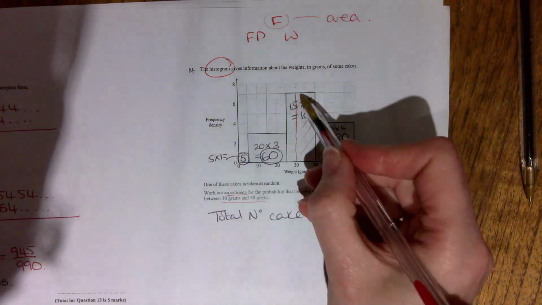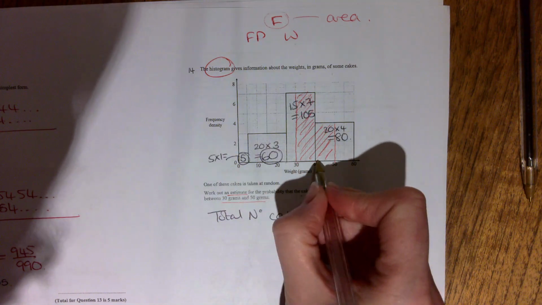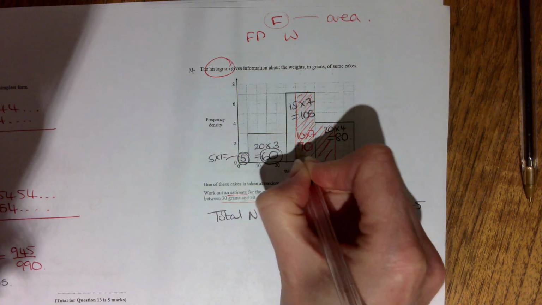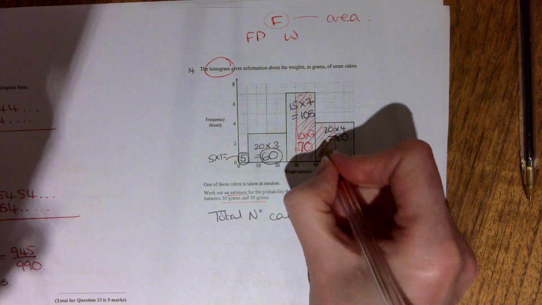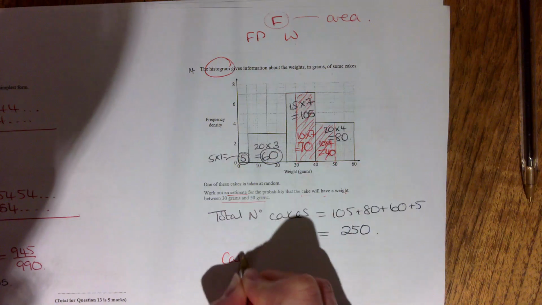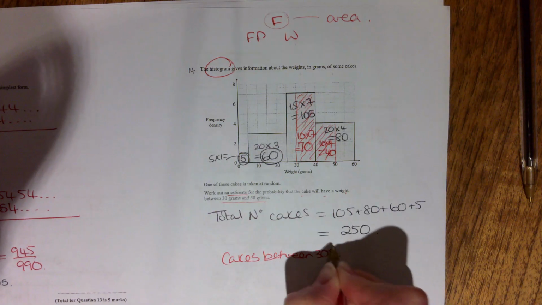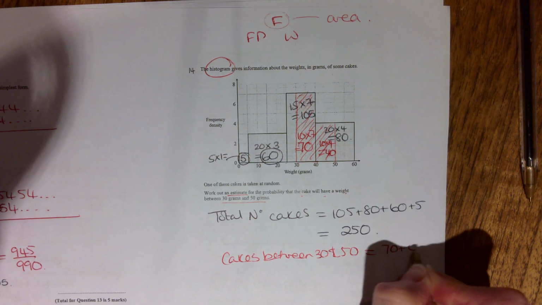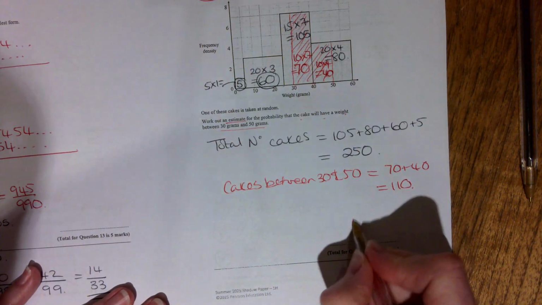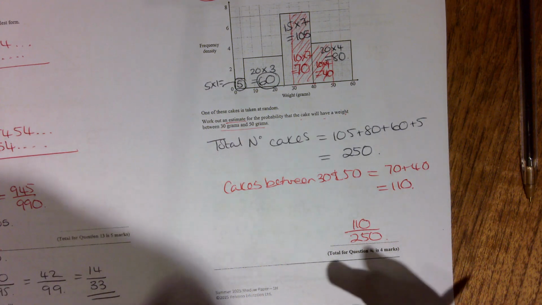I want to know how many are sitting in this section here now. Then I need to do it separately. That's 10 times 7, so that's 70. And that is 10 times 4, so that's 40. So my cakes between 30 and 50 is 70 plus 40, which is 110. So now my probability is 110 divided by 250. And just leave it like that, you don't need to start cancelling anything down.